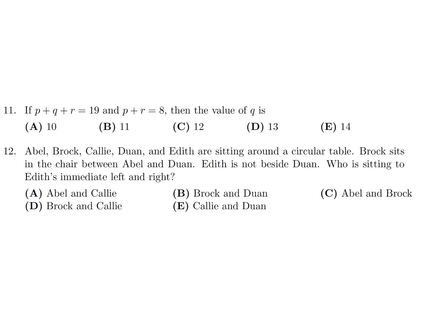If p plus q plus r is 19, p plus r is 8, what is the value of q? Well, p plus r is 8, so we just substitute that there, and that leaves q, and then that's 19. And therefore, let's see here, q would be 19 minus 8, which I believe is 11. And I think that's it. So that would be choice B.